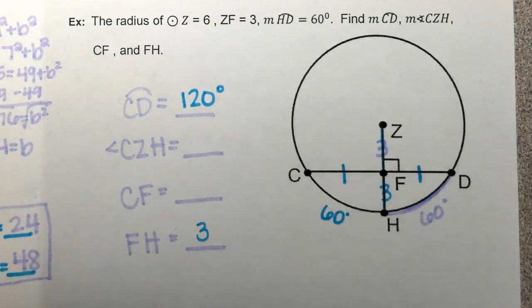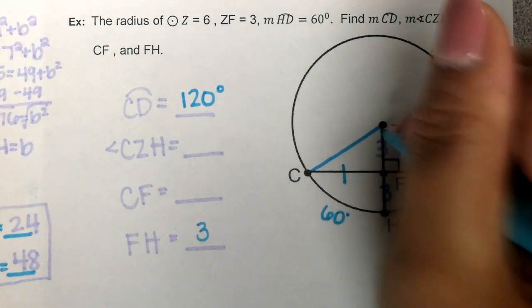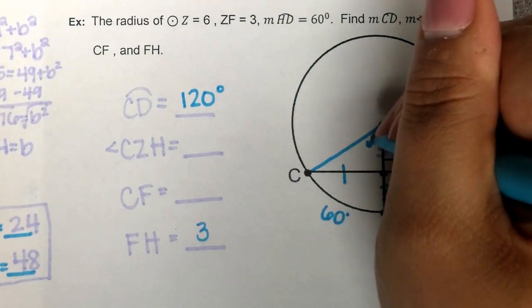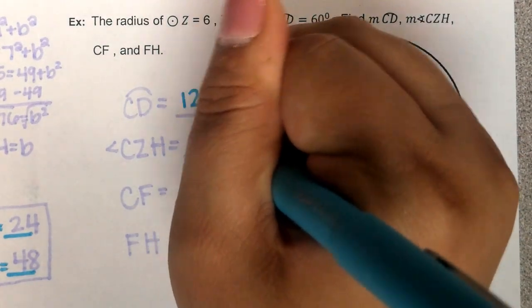What is CZH? 60 degrees. C to Z to H. Why? It's the central angle, so do you agree they'll be the same? So 60 degrees.